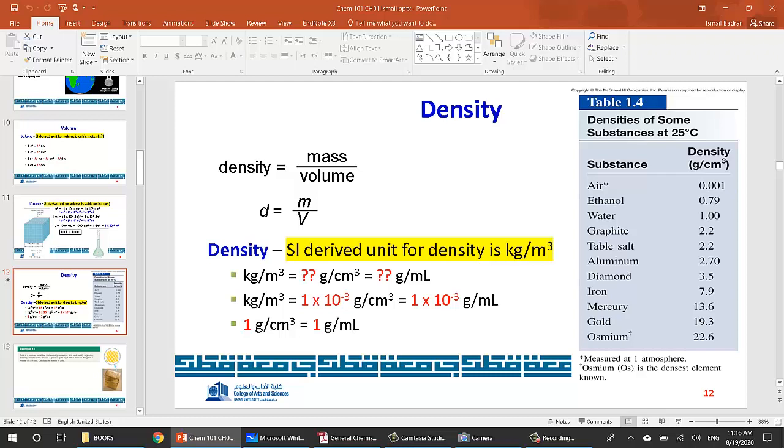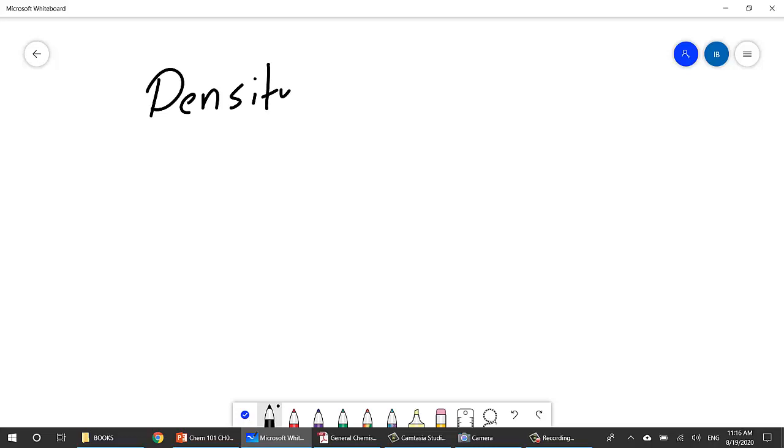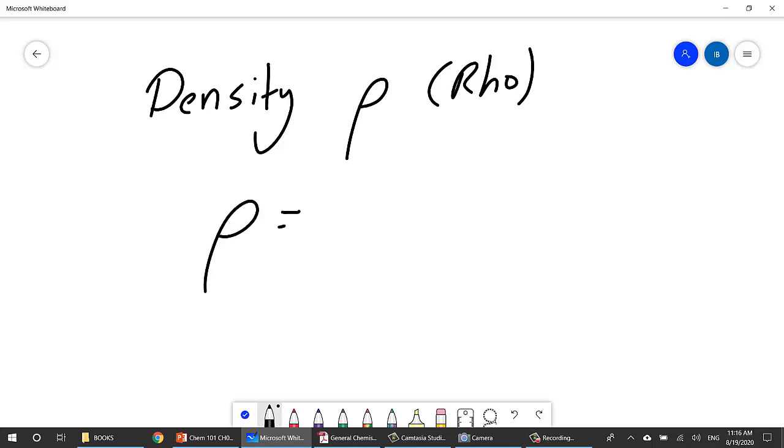Today we continue our discussion with density. So density in physics is defined as the mass over volume, or simply D is equal to M over V. Usually I'm not a fan of using D for density, so density is usually referred to by rho. Rho is a Greek letter, okay, it means density. So we say rho is equal to mass over volume.